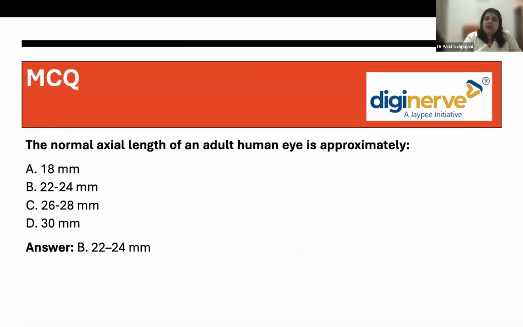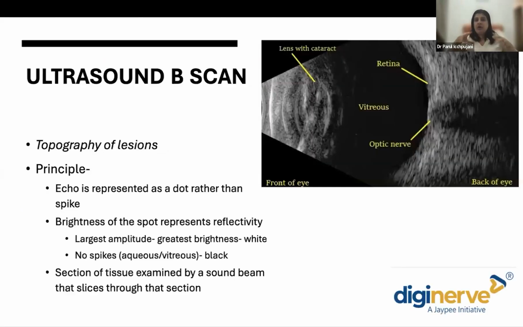You can get a question on what is the normal axial length of an adult eye. There can be several options, but the correct answer to that would be 22 to 24 millimeters. Myopes have a longer axial length, hypermetropes have a shorter axial length.